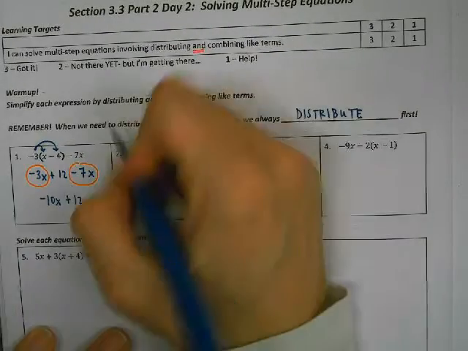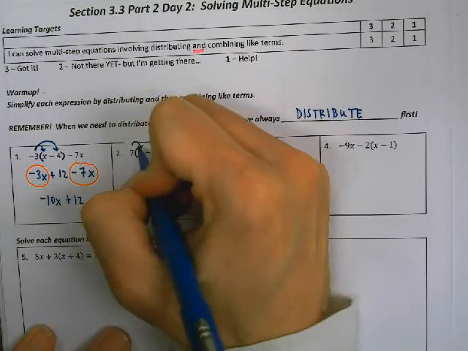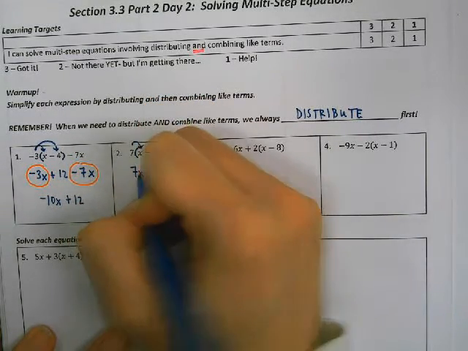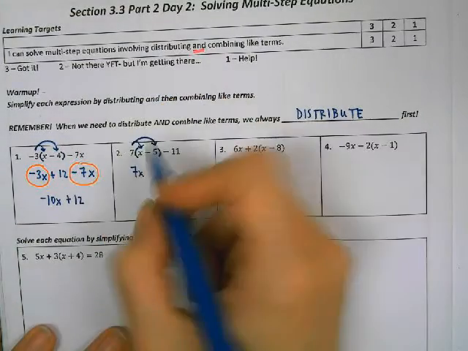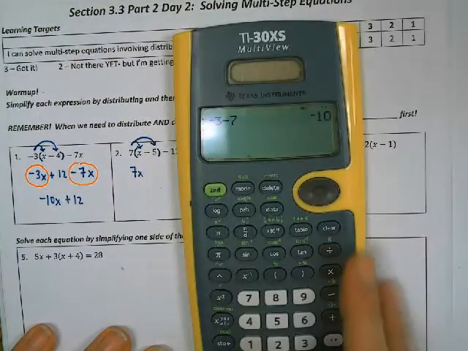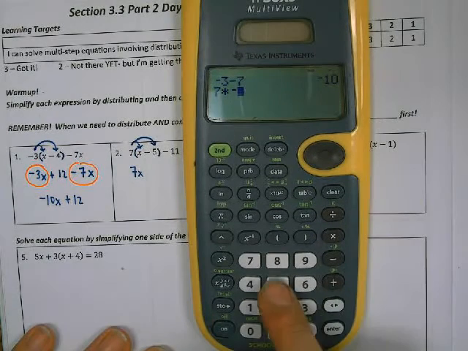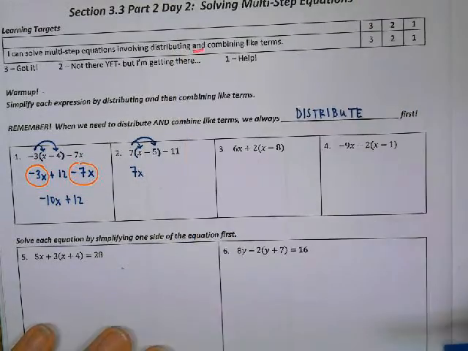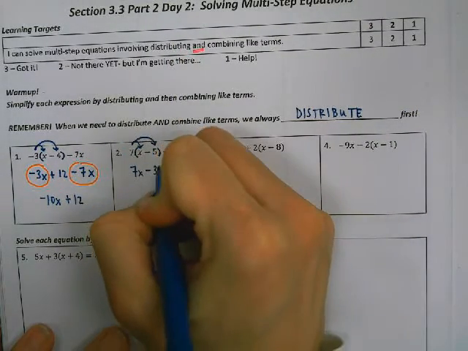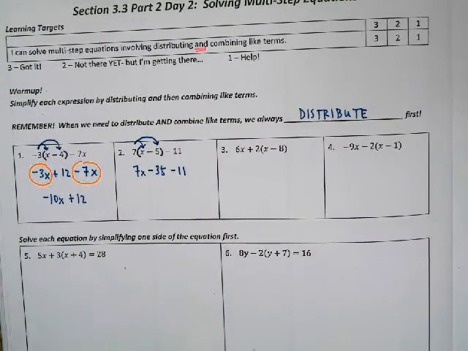Number 2 is the same thing. Here are my parentheses. Again, I'm just going to distribute to start. So 7 times x gives me a 7x. 7 times a negative 5. Right, so back to my calculator, a 7 times a negative 5 is a negative 35. So I put minus 35 and then bring down my loner, which is minus 11.